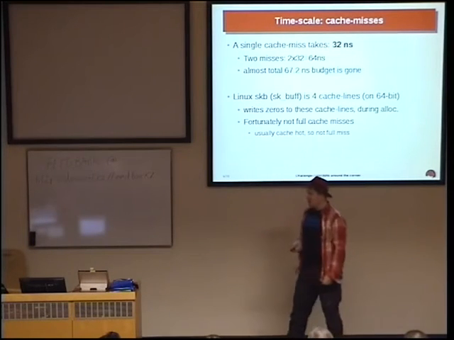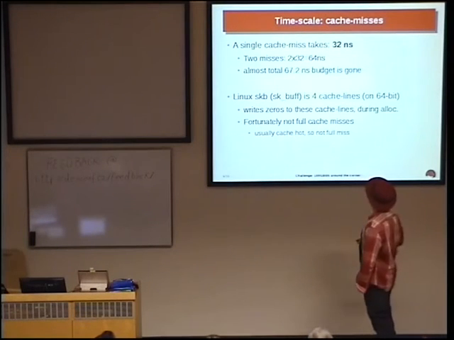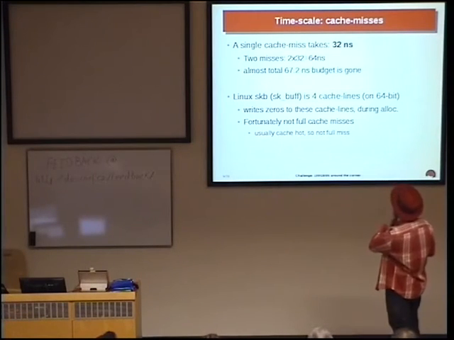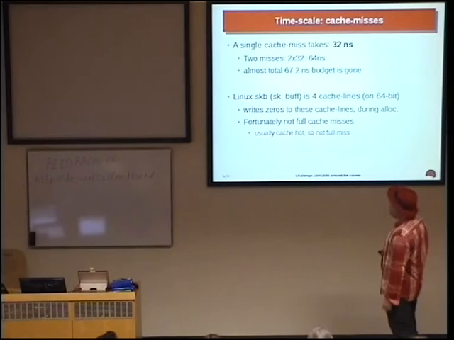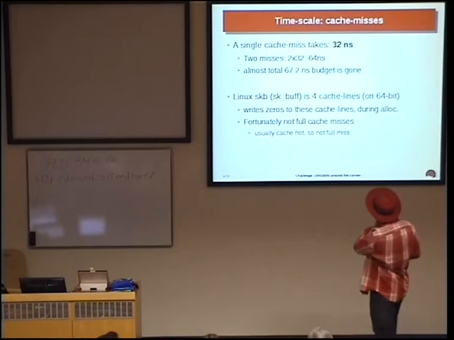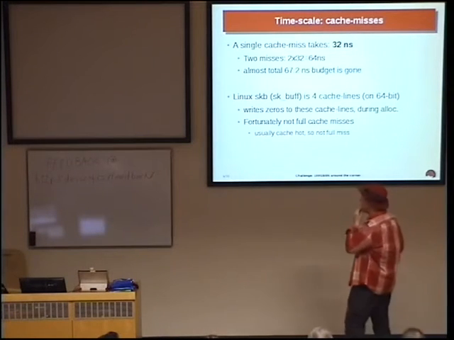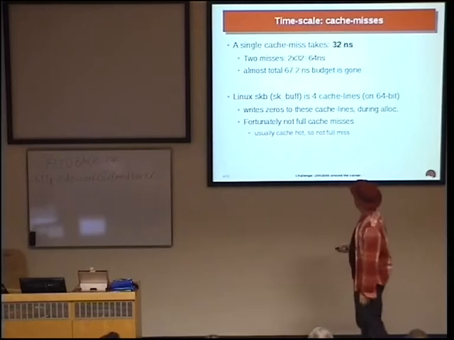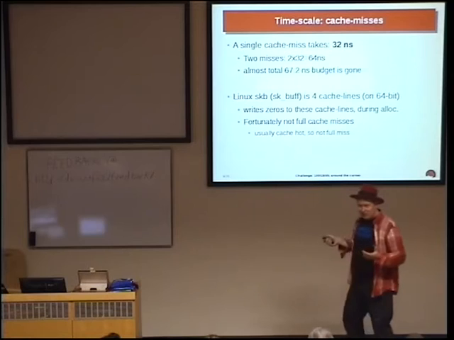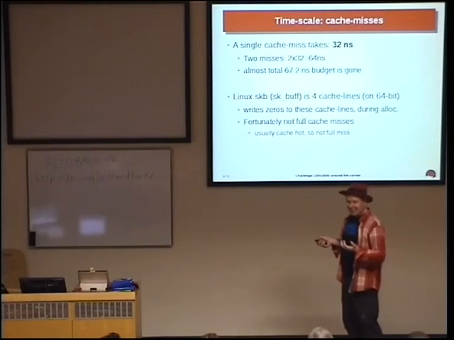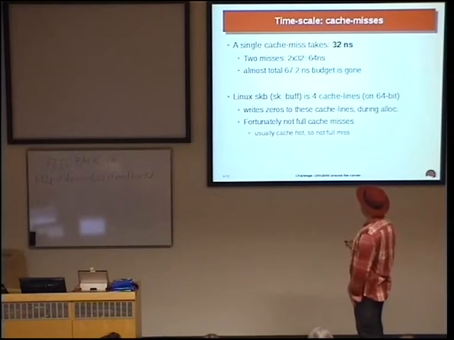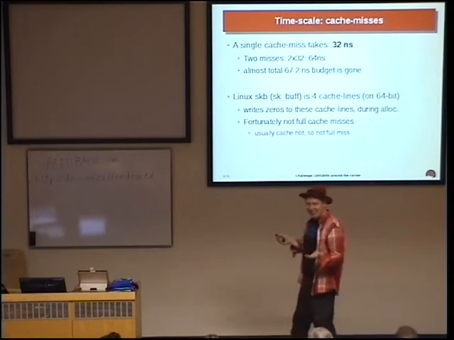I measured that a single cache miss is 32 nanoseconds. Oh my God, that's not good. What was my budget? It was 67 nanoseconds. Uh-oh, just two cache misses and I'm out of my budget. That's not good. And then we have something called an SKB, which is a metadata structure for the packet. It's four cache lines. Oh no. And we insist on writing zeros every time we allocate a new one of these.